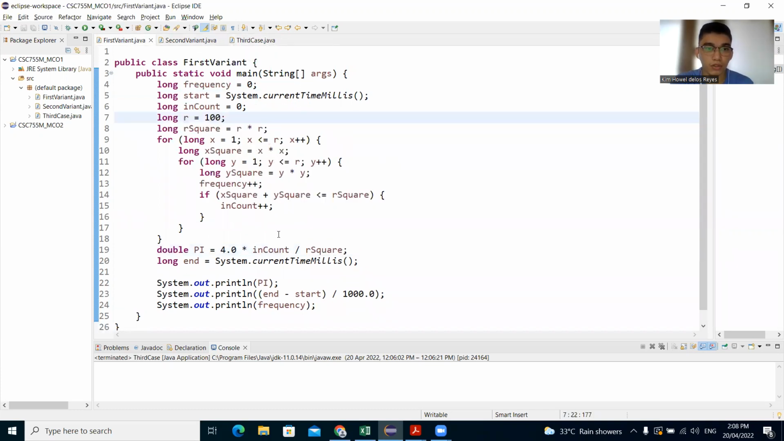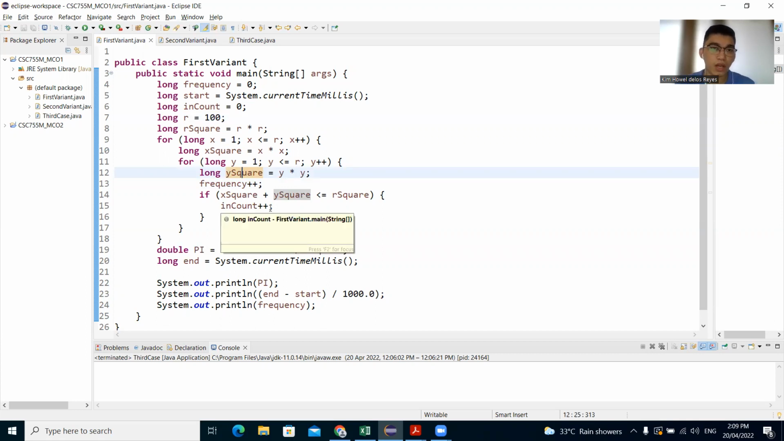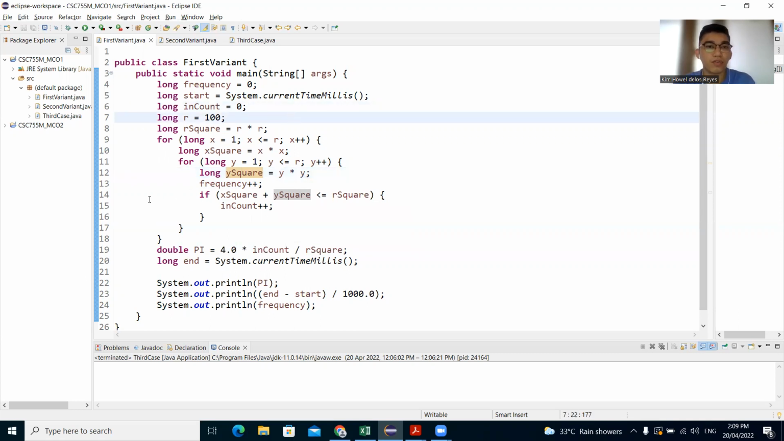And we'll also be discussing the difference of the calculated pi value with respect to the actual pi value. Then we'll also discuss the frequency counts with respect to the input value. We'll be showing you the trend between the input value, or the size of the input, with respect to the frequency counts. So this is the first variant.